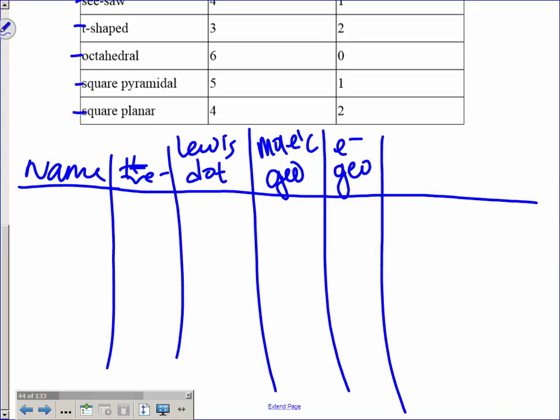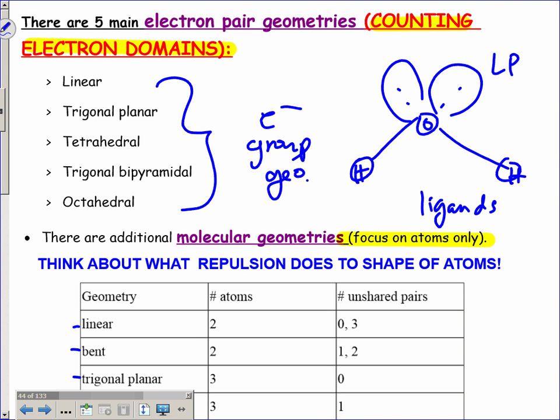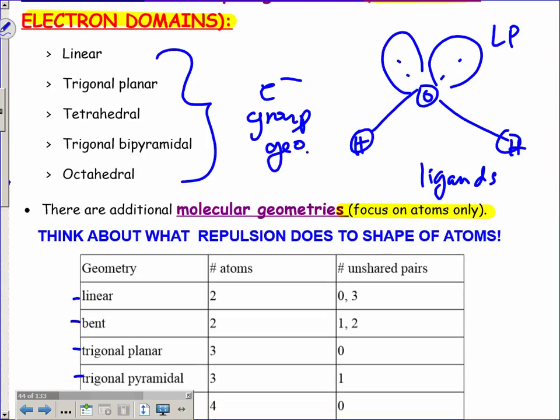Electron group geometry is what we just talked about. There's only 5 options. What you'll notice is we're counting electron lone pairs and bonds in the same fashion up here. If you have something that's tetrahedral as a molecular geometry, it's also tetrahedral as an electron group because there's still 4 electron domains. If you have something that's linear in molecular geometry, it's also going to be linear here. So there are some things that will be exactly the same. I want you guys to practice with that as we go today.